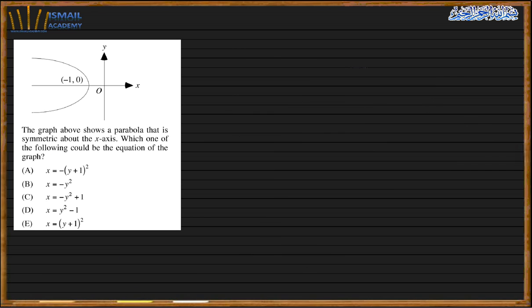Next question. Here they give me a parabola. This is the vertex, which is at minus 1, 0, which means x equals minus 1, y equals 0. So I substitute y with 0 and see if I get x equal minus 1. This is the process of elimination. When I substitute 0 here, I got 0 plus 1 is 1. So 1 squared is 1, and with the minus sign, it's going to be minus. So this works. If I substitute 0 here, I get minus times 0, which is 0. So x is 0, which is not the case. So this is not our function.